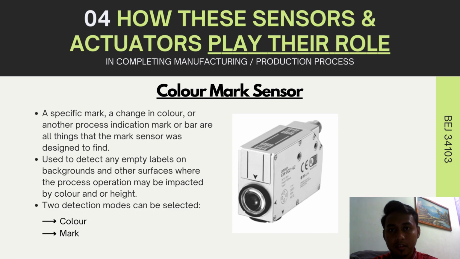As the third presenter, I will present how the sensors and actuators play their roles. The first sensor is the color mark sensor. A specific mark, a change in color, or another process indication mark or bar are all things that the mark sensor was designed to find. It is used to detect any empty labels on backgrounds and other surfaces where the process operation may be impacted by color or height. Two detection modes can be selected, which are color and mark.